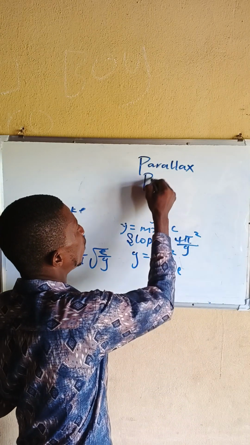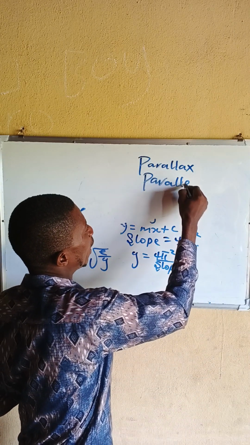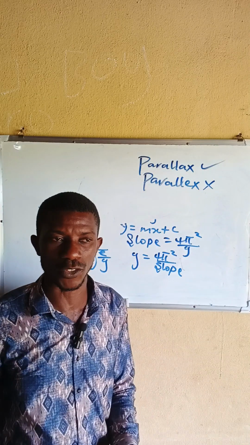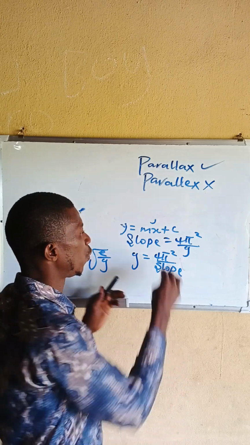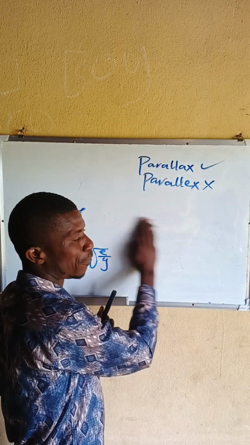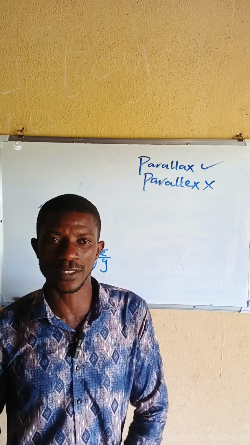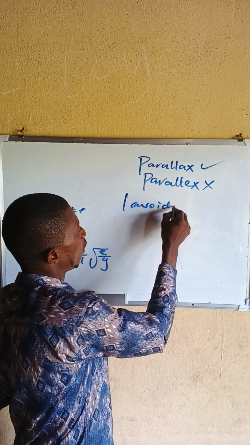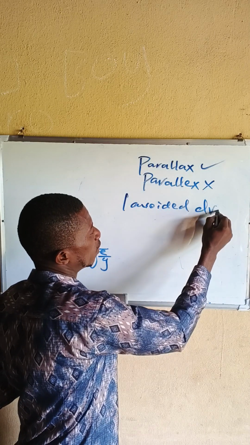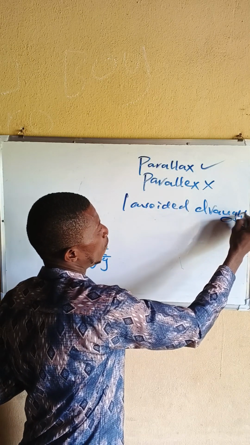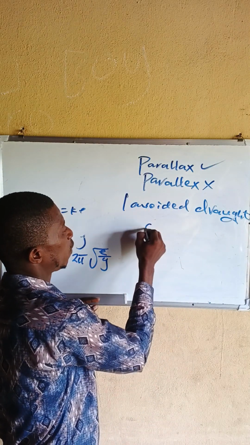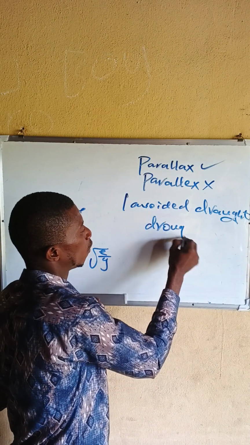So please don't spell this as parallax. This is wrong, but this is correct: parallax error. Another thing you need to take note of is that you say, I avoided drought. Please take note. I avoided drought.